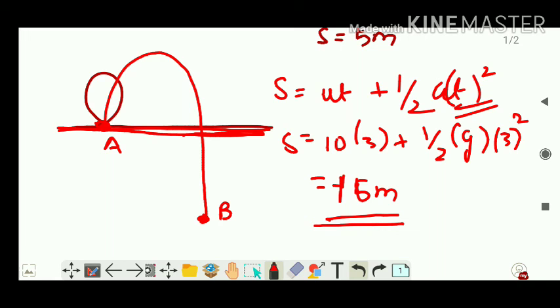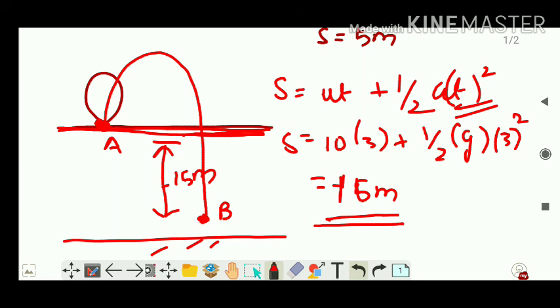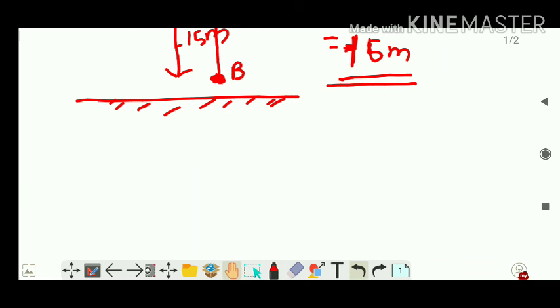So what is the displacement as per the figure? This will be the displacement, minus 15 meter. Right? That is what this means. After 3 seconds, the stone would have reached, I don't know if it is the ground, this might be the ground, right? It need not reach the ground. So it reaches a position, say B, and that position B's displacement from A is minus 15 meter, right? Clear? Right. Now moving on.